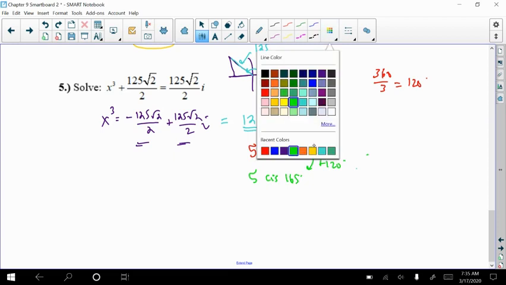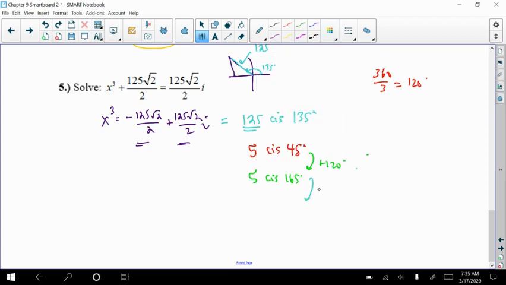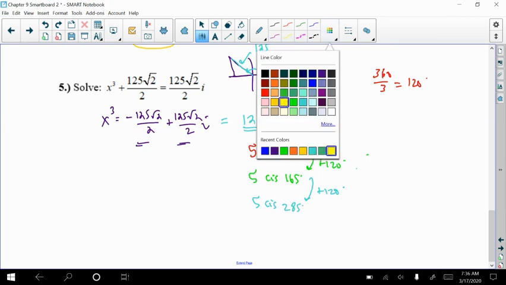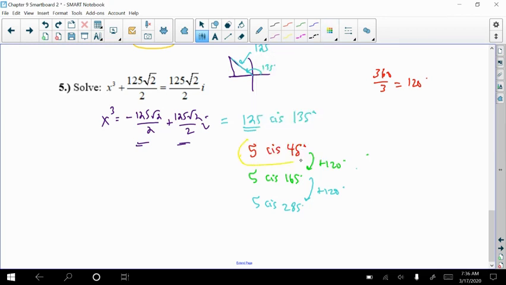And then if I go one more, add another 120 degrees apart, so then that becomes 5 cis, would that be 285 degrees? Those are my 3 solutions. Now, the principal one would be the one that came first. So that would be, I'll go yellow, I guess. That'll be this one. So here's our principal one.